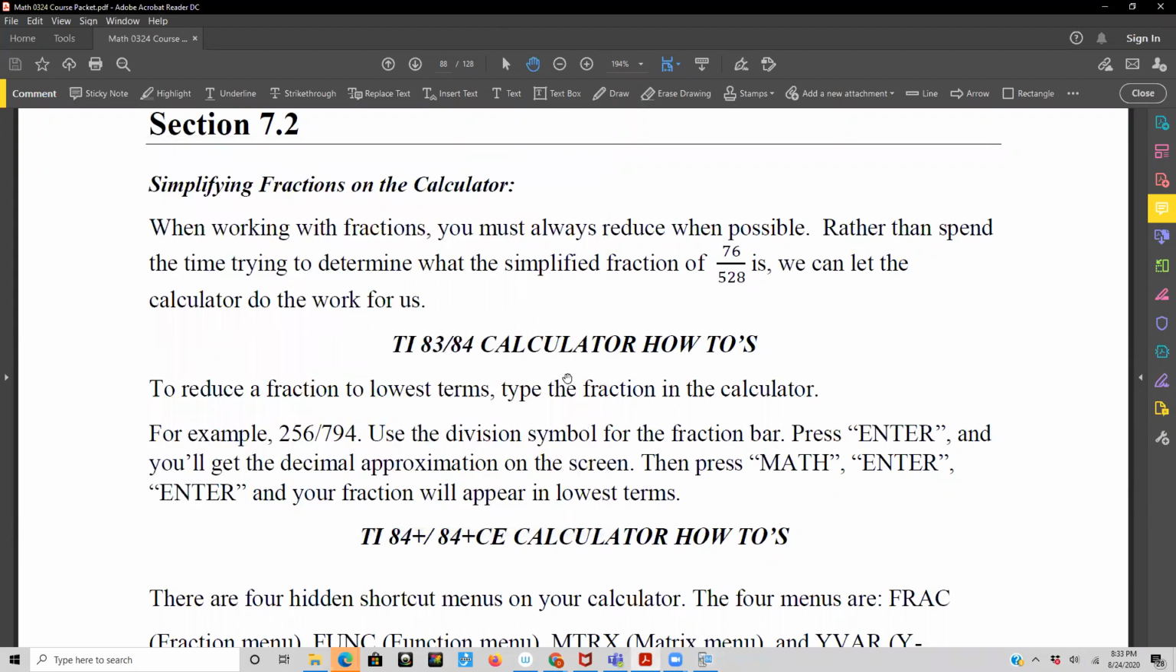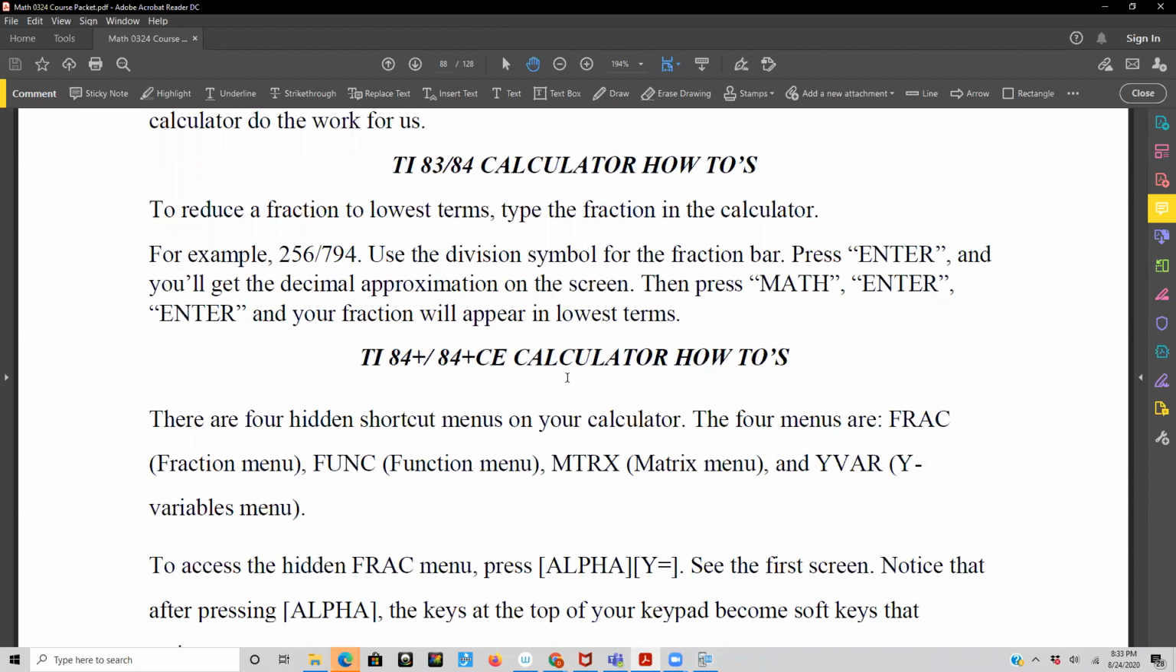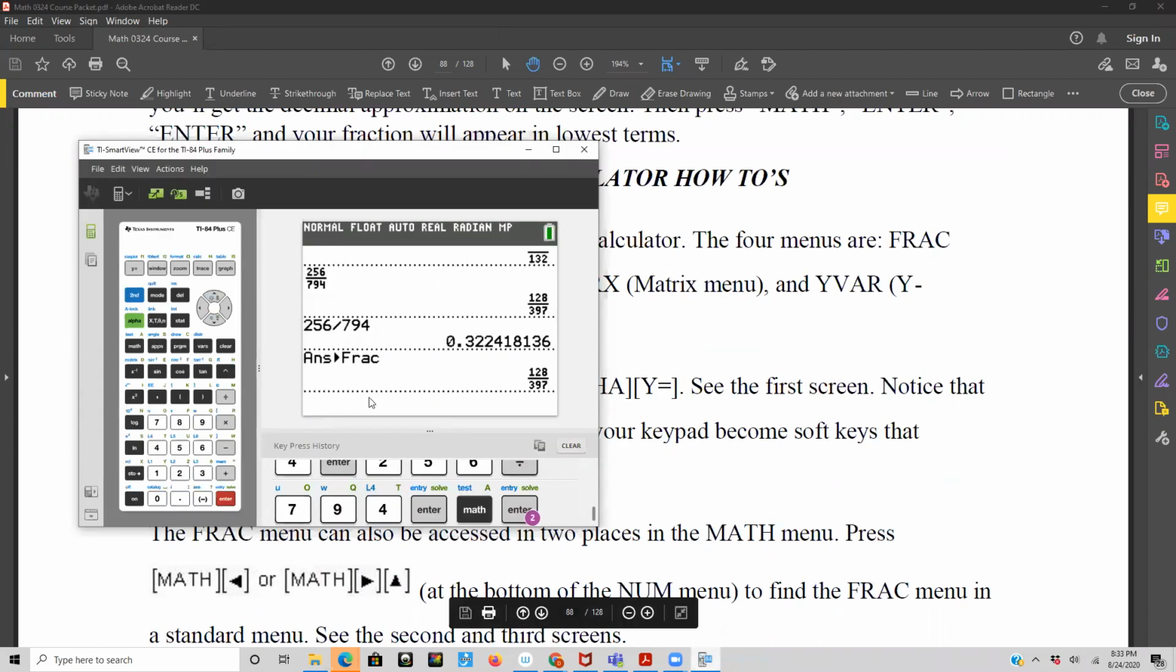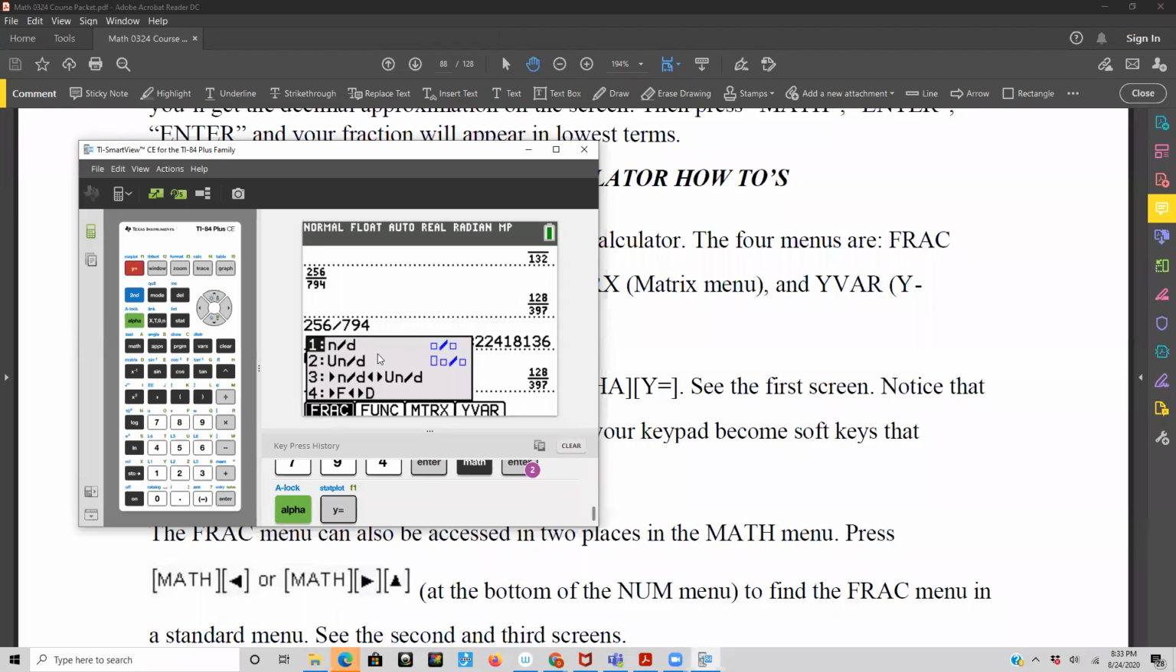Now, if you have an 84, there are four hidden shortcut menus. These are not on the 83s. Let me show you where that is. These are just other alternative ways to do the same thing. One of them we just looked at. If you hit alpha and then Y=, you'll see there are four menus. The first one says fraction.